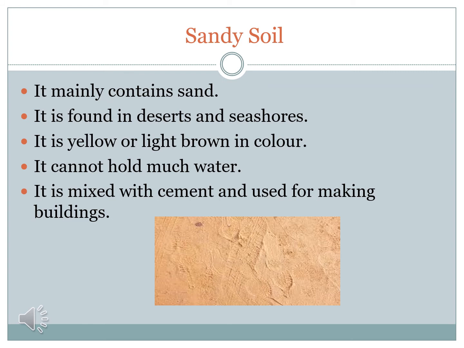Sandy soil mainly contains sand, and it is found in deserts and seashores. Sandy soil is yellow or light brown in color. It cannot hold much water, and it is mixed with cement and used for making buildings.